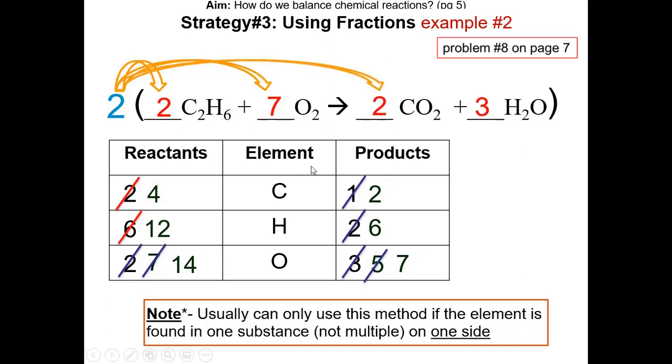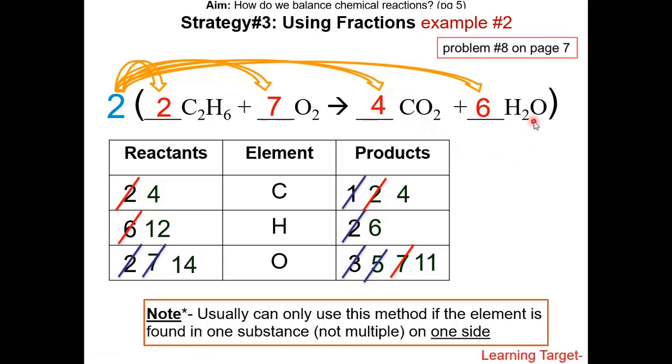We distribute the 2 again. 2 times 2 is 4. So we now have 4 carbons on the product side. And we have 4 times 2 is 8 plus 3. That's 11 oxygens. So we distribute 2 one last time. 2 times 3 is 6. So now we have 4 times 2 is 8 plus 6.